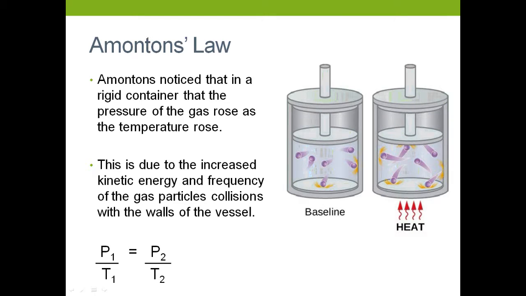Amundsen noticed that in a rigid container, the pressure of a gas rose as the temperature rose. This is due to the increased kinetic energy and frequency of the gas particle collisions with the walls of the vessel. This relationship can be summarized P1 over T1 equals P2 over T2.